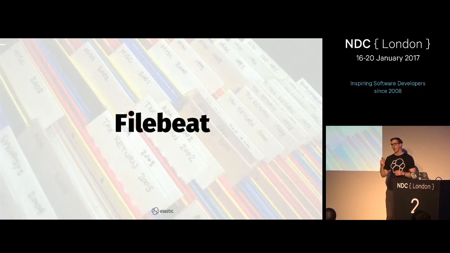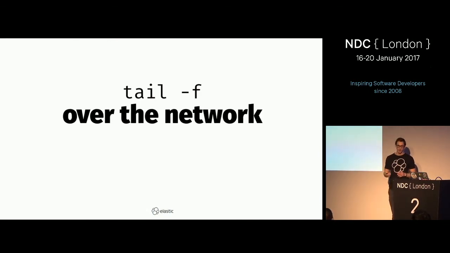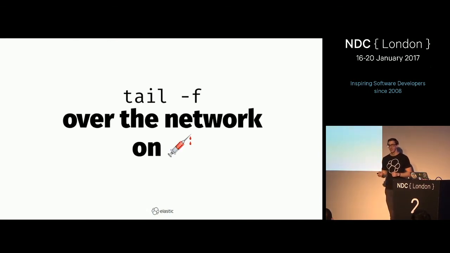So the first thing we have is Filebeat. Always think of Filebeat like, I always call it tail -f over the network on steroids. So that is kind of the general idea. It's just like you're reading a file, everything new that comes into that file, you just take it and send it over the network. Sounds very simple, and it pretty much is.